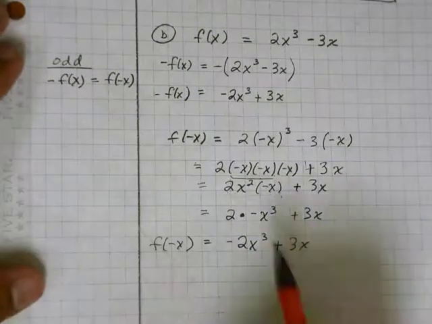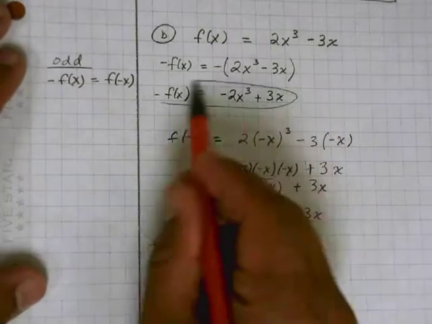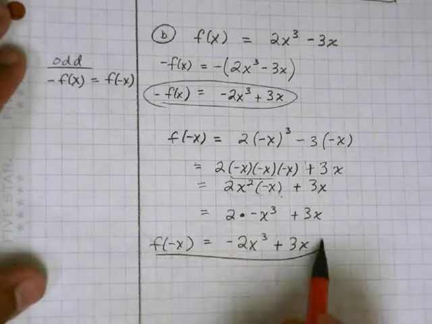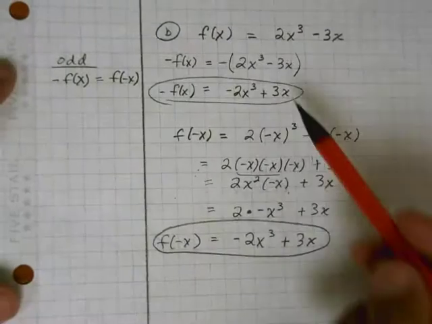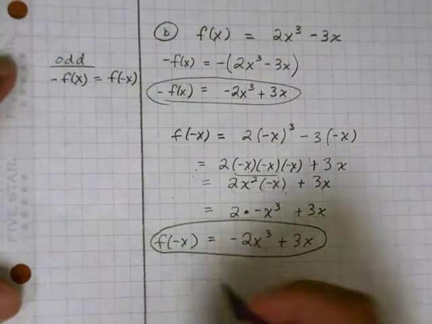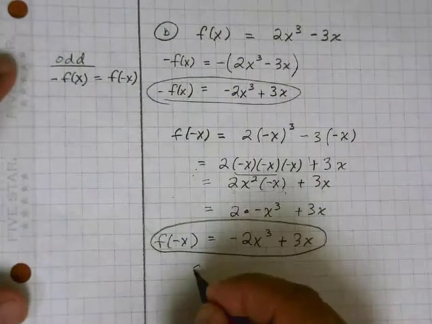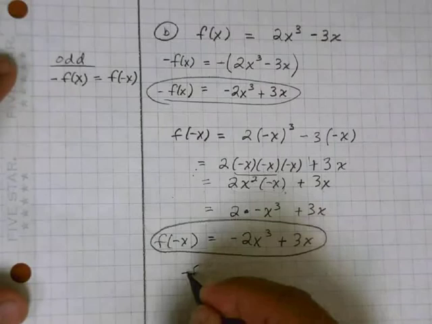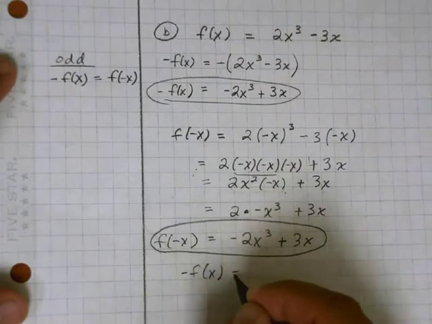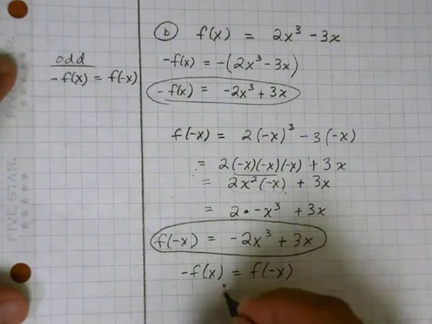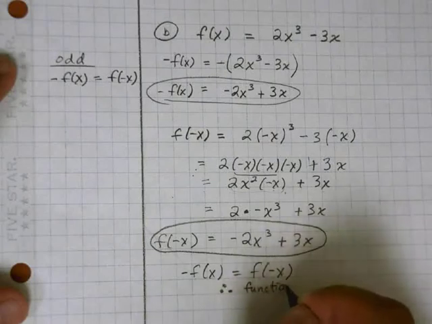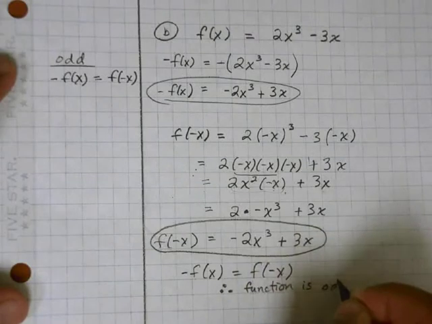And now I compare these two expressions, negative f of x and f of negative x. And you can see that they are the exact same thing. So I can say that since negative f of x is equal to f of negative x, therefore the function is odd. Okay.